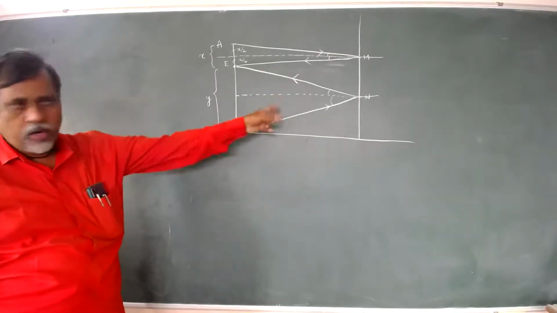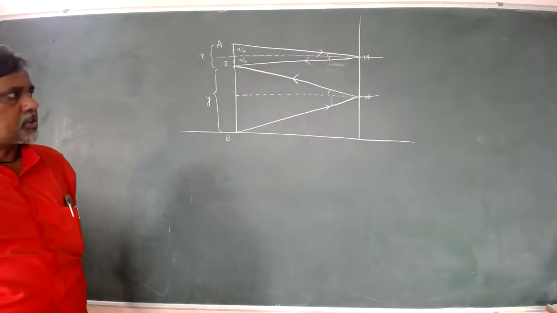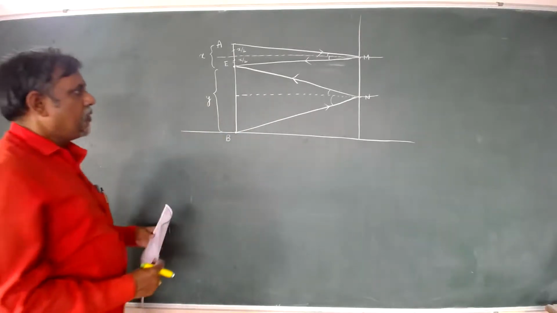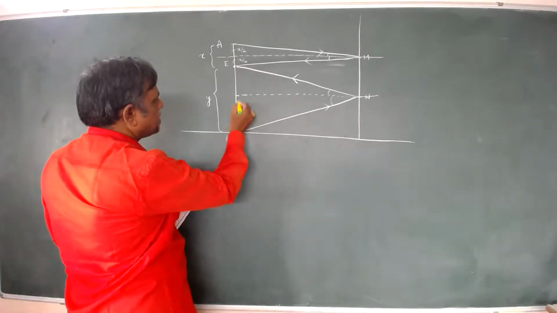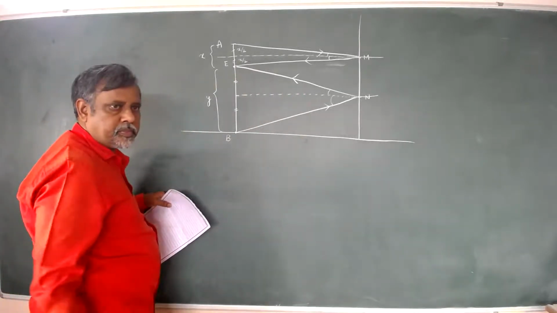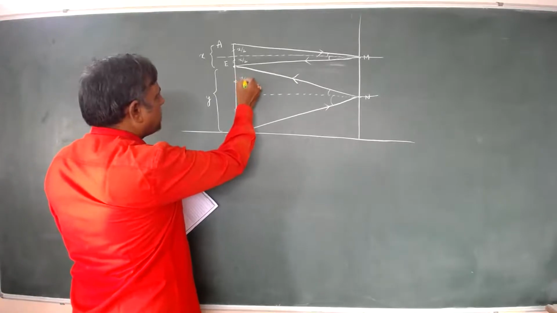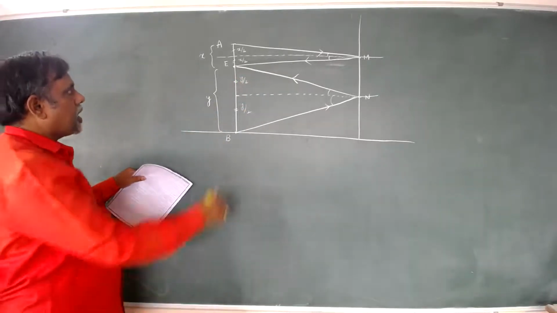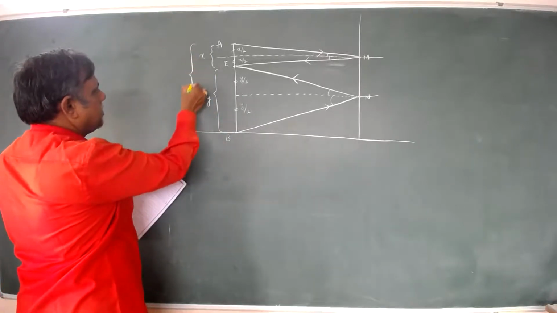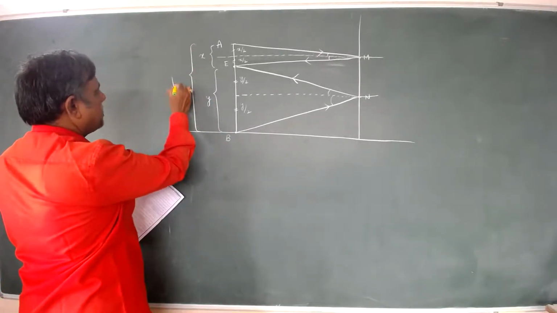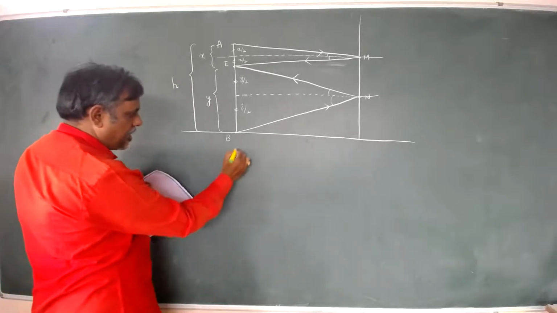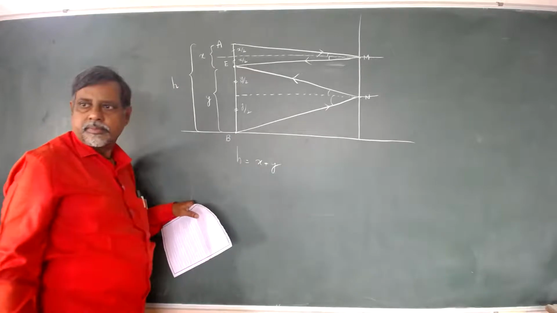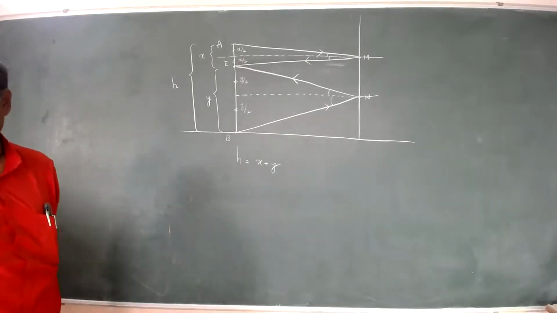Of course, in my drawing both are not exactly equal, but imagine both are the same. When these two are the same, these two are also the same. Yes or no? So this becomes y by 2, this becomes y by 2. And the total height of the person, h, you see. Then this h is equal to how much? x plus y. h is equal to x plus y.